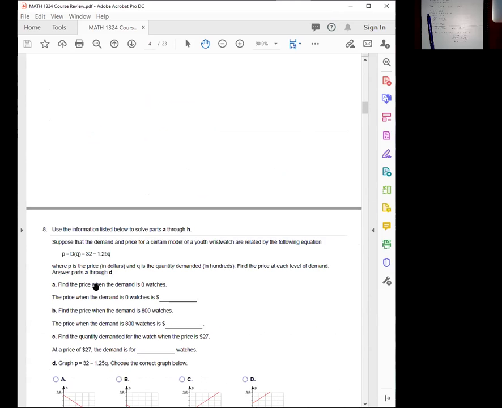Okay. So for number 8, the price when the demand is 0, you just plug in 0 for the quantity Q. That'll get rid of this piece, so it'll only leave you with 32. So the demand, the people want it when it's free, is only 32 for some reason. Part B, find the price when the demand is 800 watches. So you plug in 800, and you'll get a price.